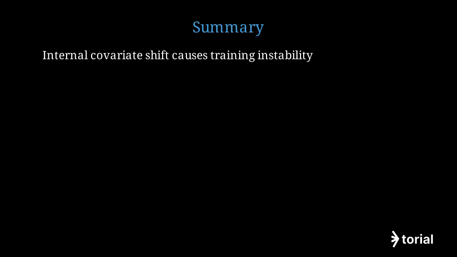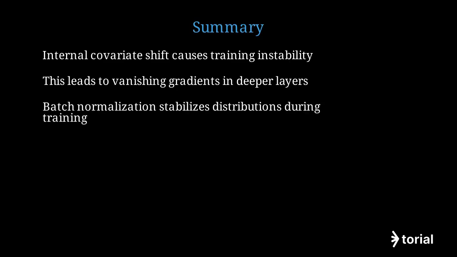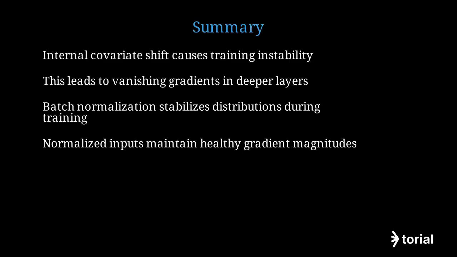Let's summarize how batch normalization solves gradient problems in CNN training on MRI data. Internal covariate shift, where layer input distributions constantly change, causes severe training instability in deep networks. This shifting distribution leads to vanishing gradients, as signals propagate backward through many layers. Batch normalization stabilizes input distributions at each layer by normalizing to zero mean and unit variance. By keeping activations normalized, gradients maintain healthy magnitudes throughout the network depth.